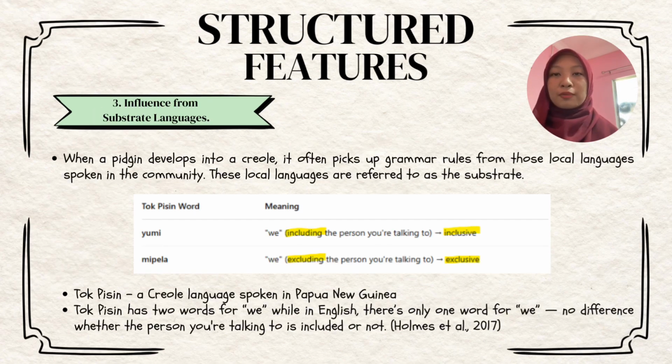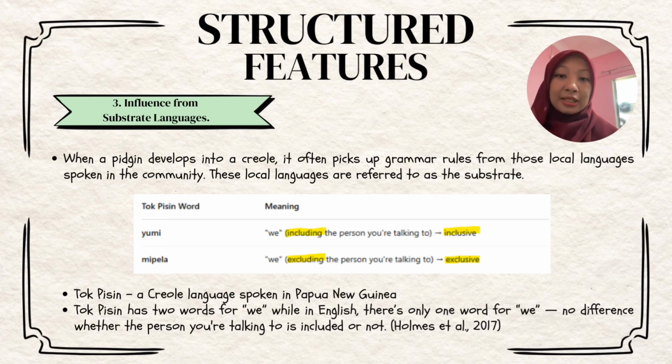Next, influence from substrate language. When a pidgin develops into a creole, it often picks up grammar rules from those local languages spoken in the community. These local languages are referred to as a substrate. The lexifier, on the other hand, is where most of the vocabulary originates from, like English in the case of Tok Pisin.